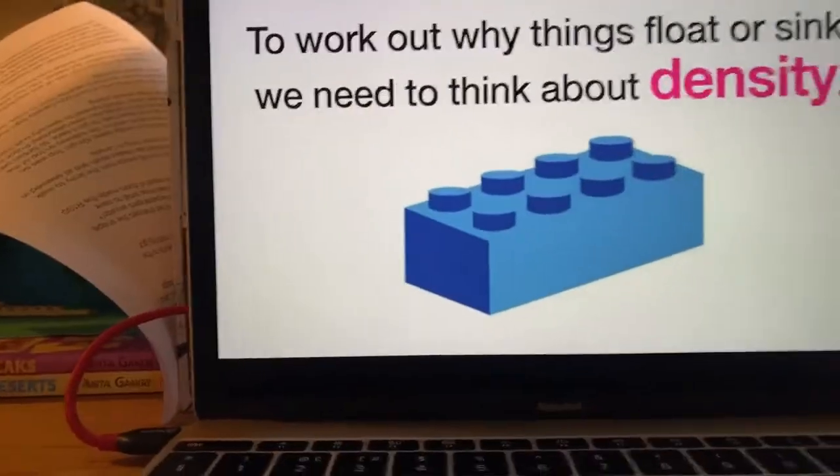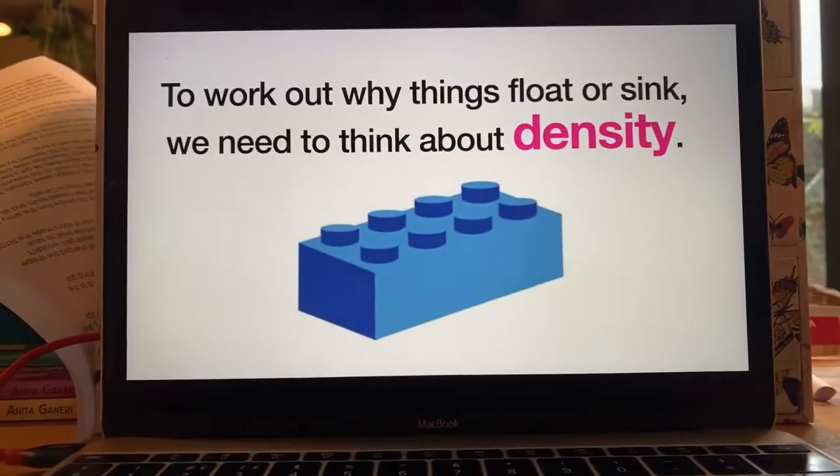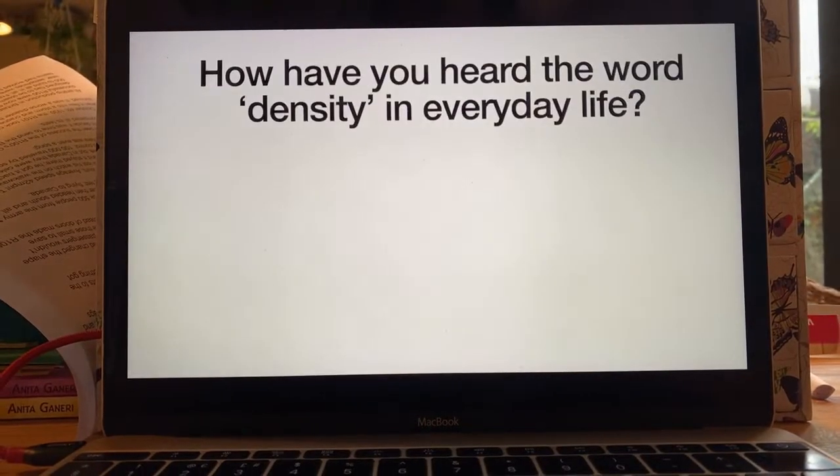Because we're at GCSE level now, we have to move on. We have things to do. But this is why it relates to density. We've really got to think about density if you think about why things float or sink.